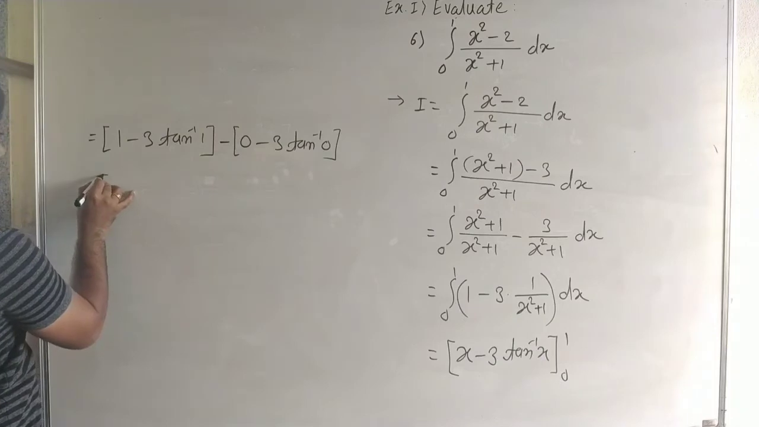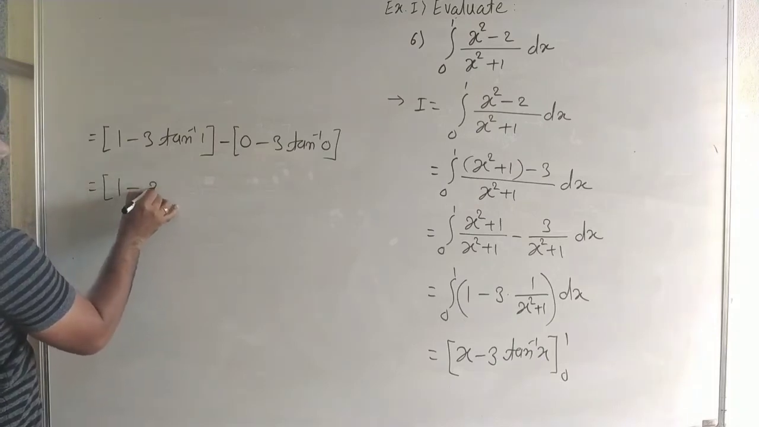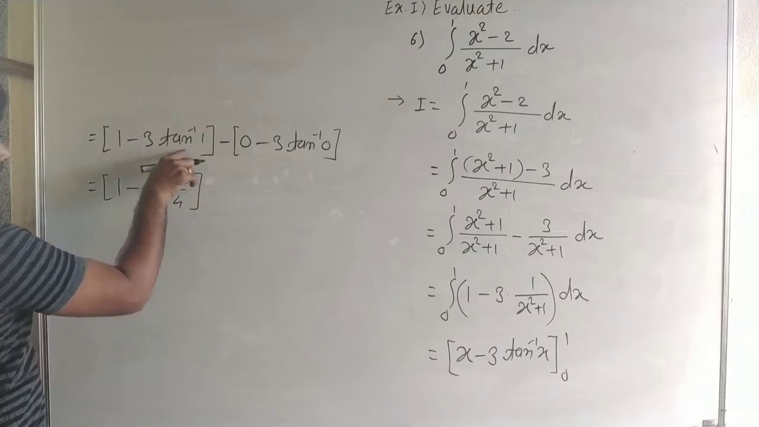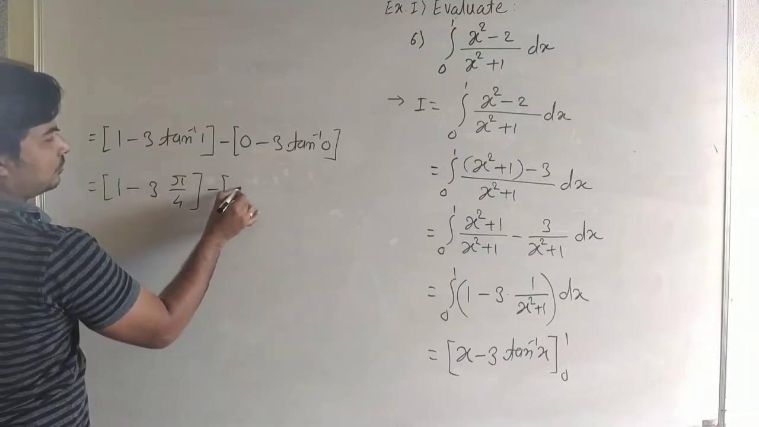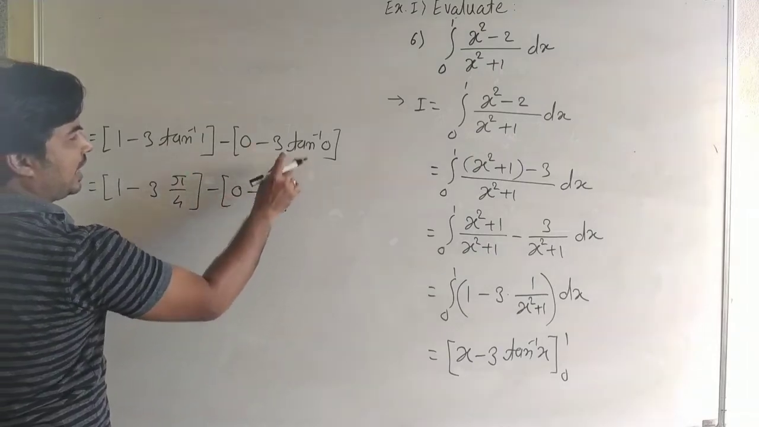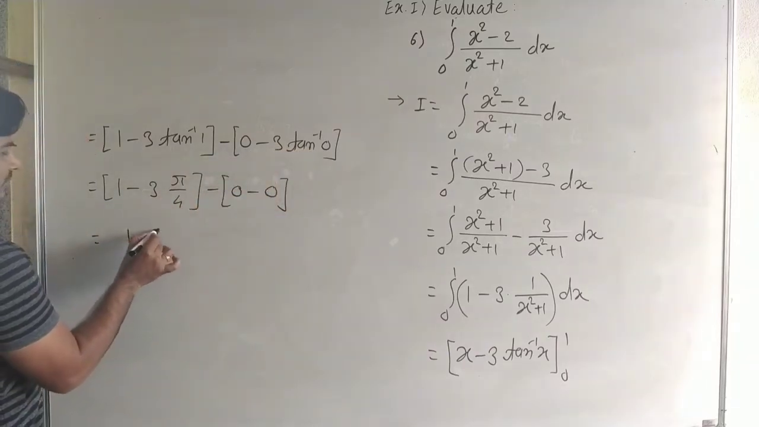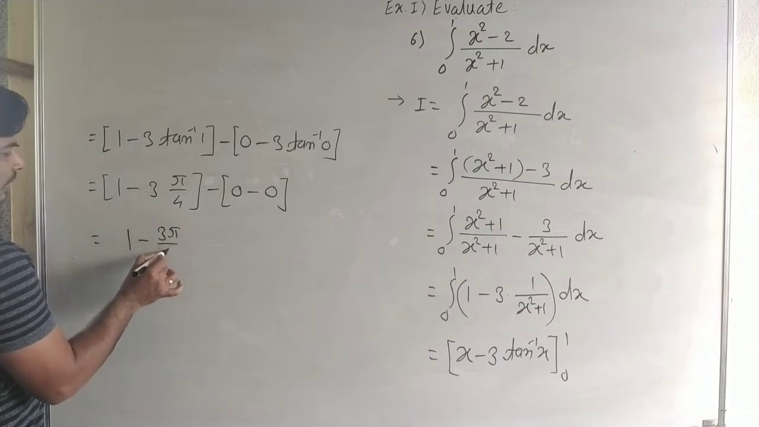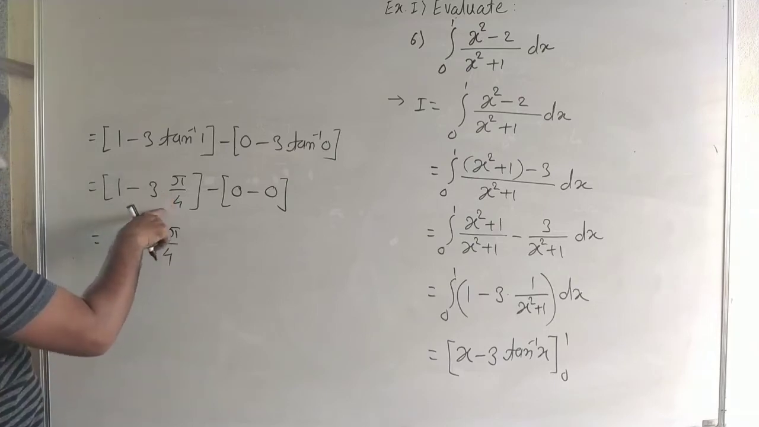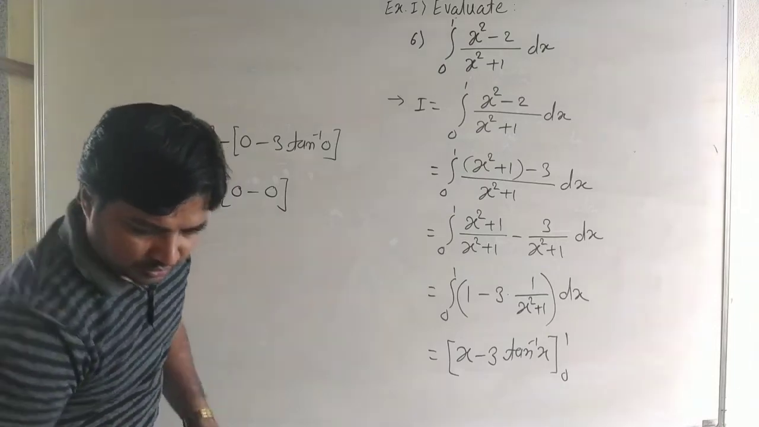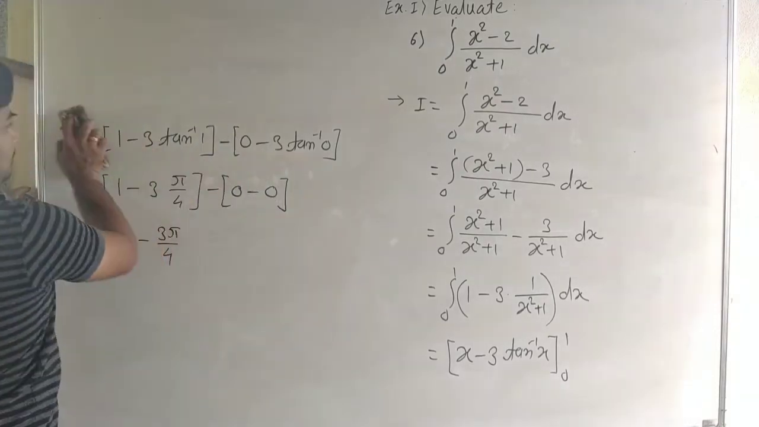And then it is 1 minus 3, and tan inverse of 1, it is pi by 4. Okay. And minus 0 minus, it is 0. Tan inverse of 0, 0, therefore it is 0. And then last answer, 1 minus 3 pi by 4. It is the last answer of this. Now you see the next example.